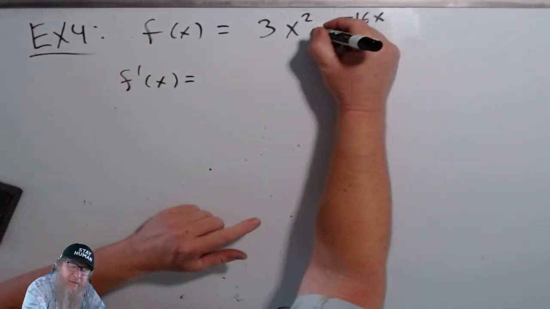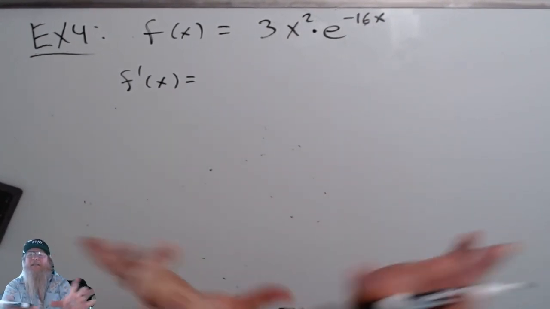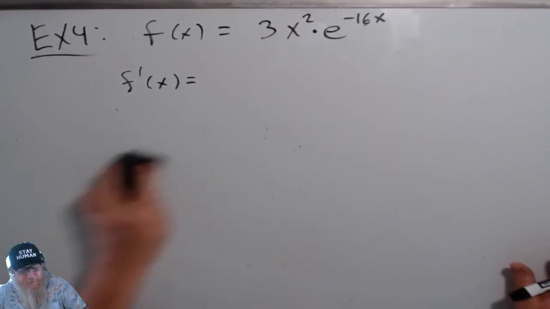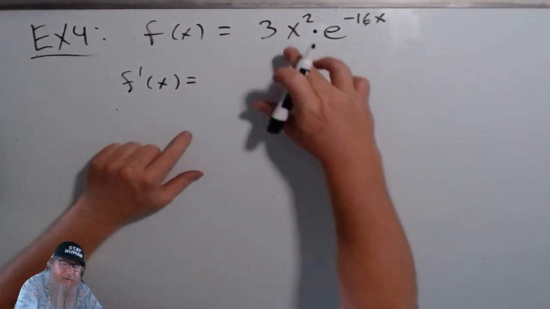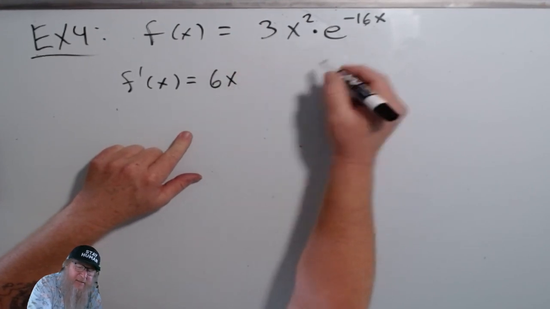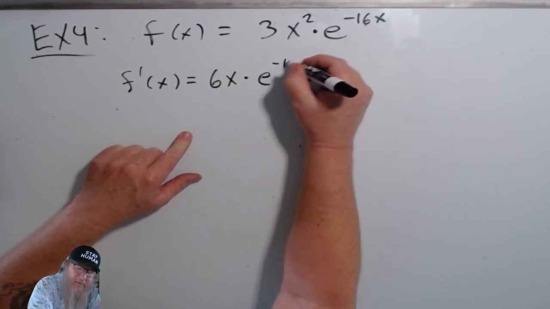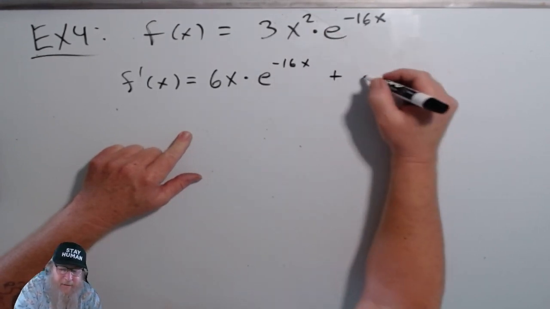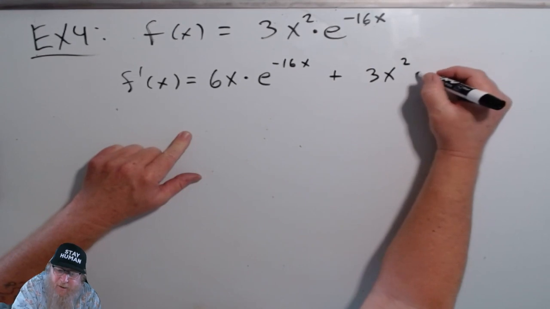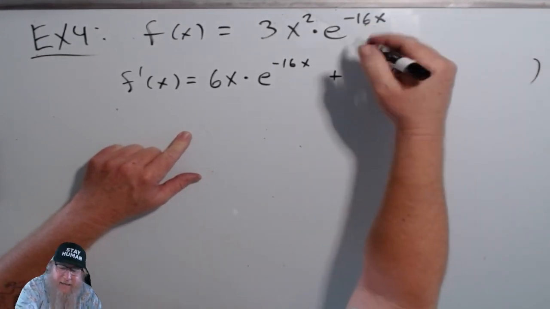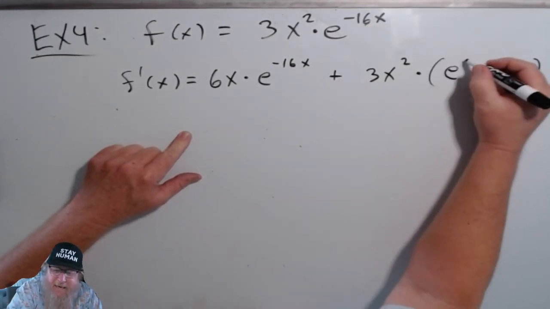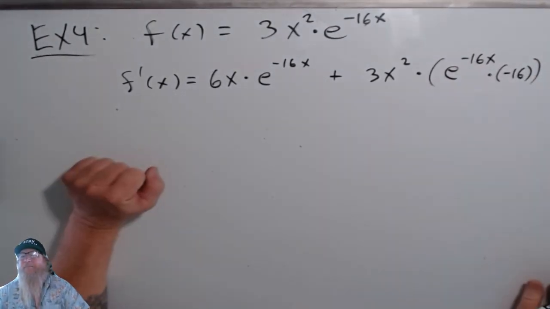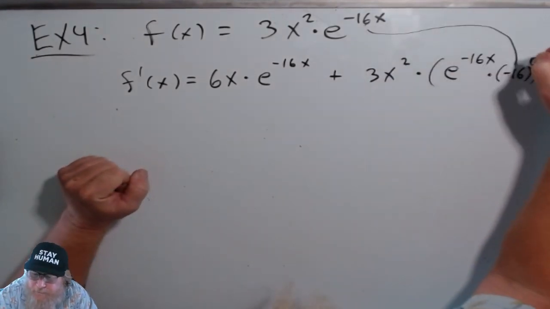Now we have a product. So I like to put the dot to remind me of the two separate functions that I'm using the product rule. So the derivative of the first is 6x times the second plus the derivative of the first, 3x squared times the derivative of the second, which would be e to the -16x times -16. Remember that chain rule.